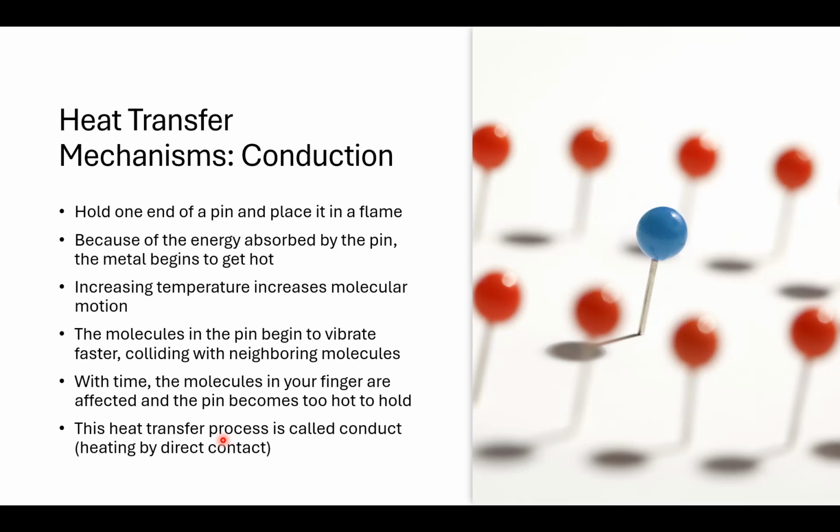What about the next heat transfer mechanism, conduction? All right, we can do an example of conduction simply by holding one end of a pin and placing the other end over a flame. The energy absorbed by the pin will turn into molecular motion, vibrating molecules along the pin, and this is going to result in the metal beginning to get hot. When you increase the molecular motion, you're increasing the temperature of that substance or object. So the increasing temperature increases the molecular motion. Those molecules move quicker and quicker, and the molecules in the pin begin to vibrate faster. They collide with neighboring molecules, and with time, the molecules in your finger are going to be affected, and the pin simply becomes too hot to hold. This heat transfer process via direct contact is called conduction.